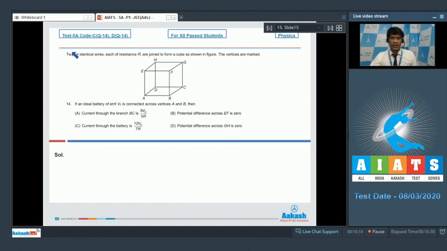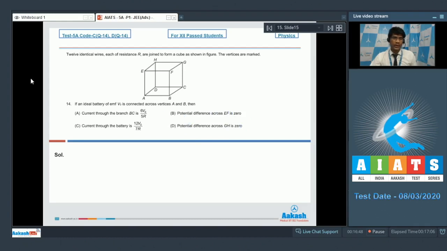Here also another paragraph has been given on which the question 14 and 15 is based upon. So the paragraph is 12 identical wires, each of resistance R, are joined to form a cube as shown in figure. The vertices are marked A, B, C, D, E, F, G, H here. So question number 14 is, if an ideal battery of EMF V0 is connected across vertices A and B, then we need to find what is the current through different branches and potential difference across E and F and G and H.